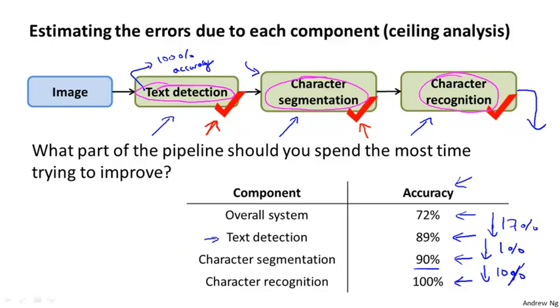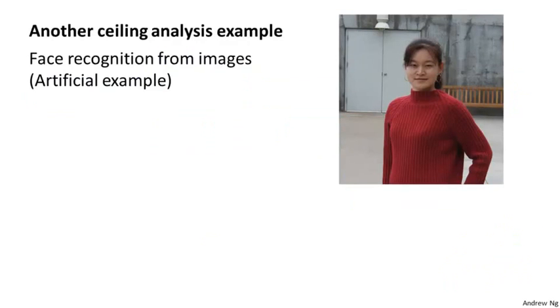Let me just illustrate this idea again, but with a different, more complex example. Let's say that you want to do face recognition from images. So let's say you want to look at a picture and recognize whether or not the person in this picture is a particular friend of yours, or try to recognize the person shown in this image. This is a slightly artificial example. This isn't actually how face recognition is done in practice, but I want to step through an example of what a pipeline might look like to give you another example of how a ceiling analysis process might look.